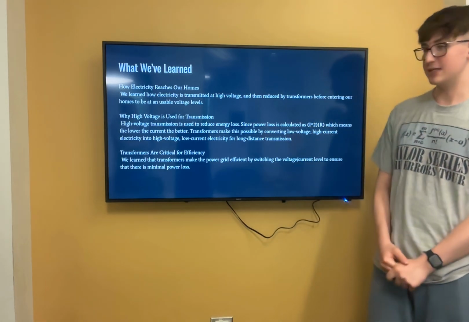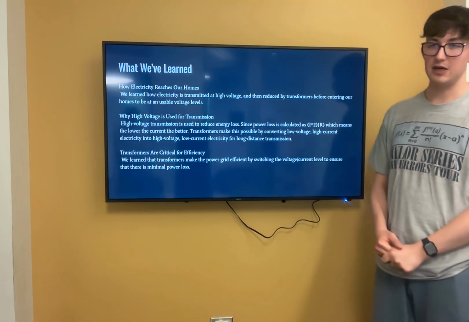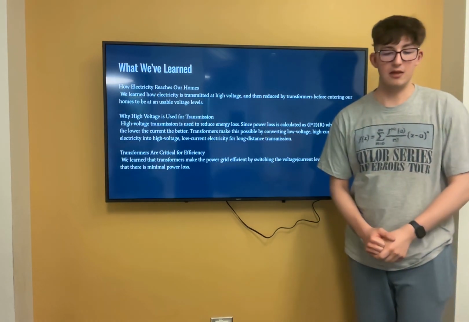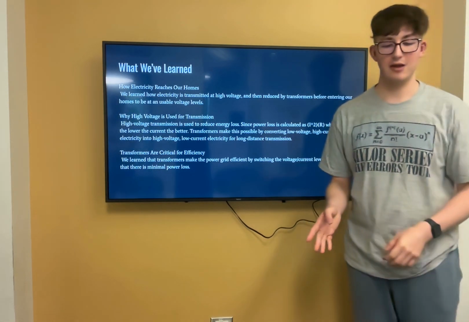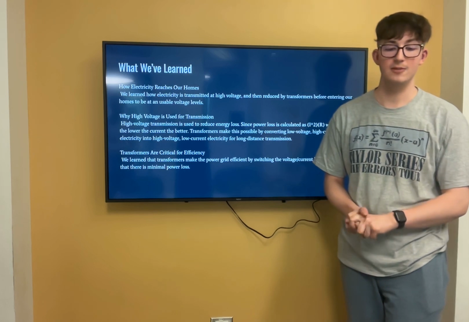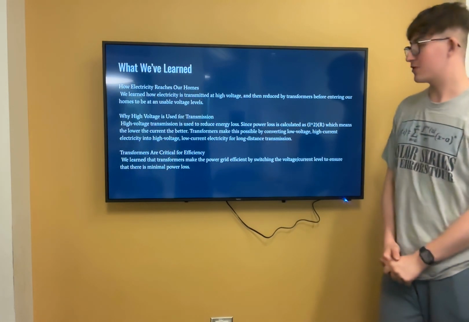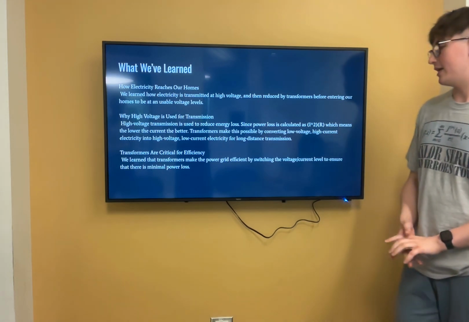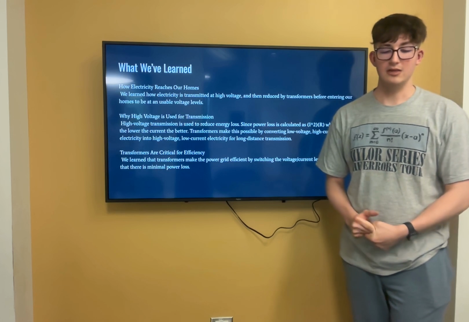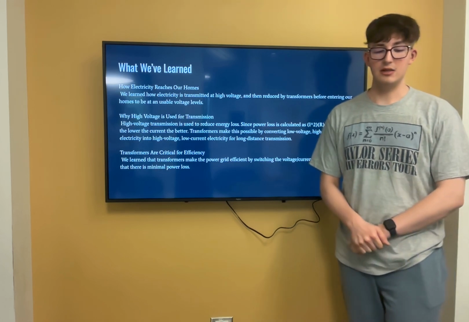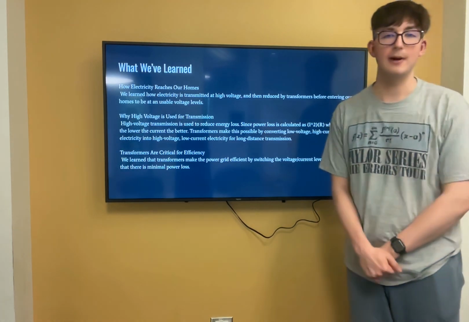Power loss is calculated by the product of resistance times the current squared, meaning that the lower the current, the better. Transformers make this possible by converting low voltage, high current electricity into high voltage, low current electricity for long distance transmission. And lastly, transformers are critical for efficiency, so that the power grid is efficient, and the transformers do this by switching the voltage and current level to ensure that there is minimal power loss.